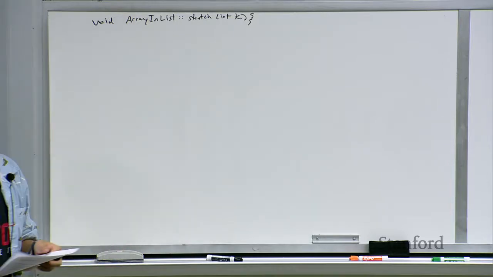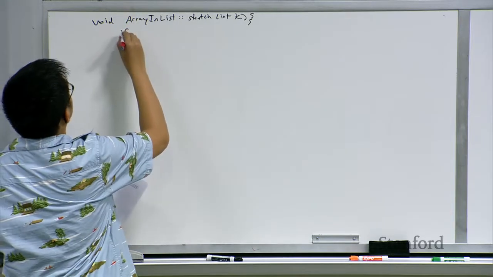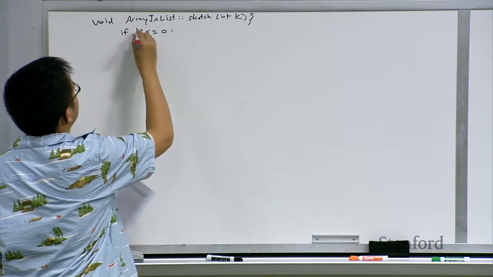Okay, so we first put array list. That's the header. First thing we do, check if k is empty. If k is less than 0, in which case we want to empty the list.